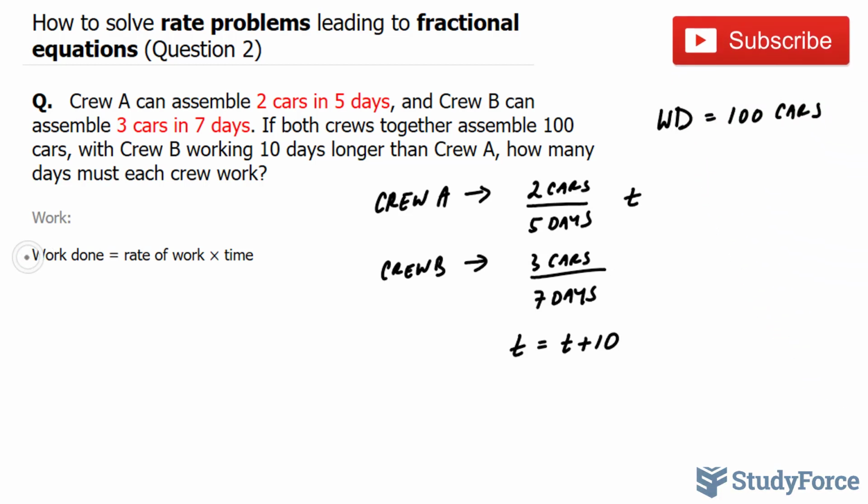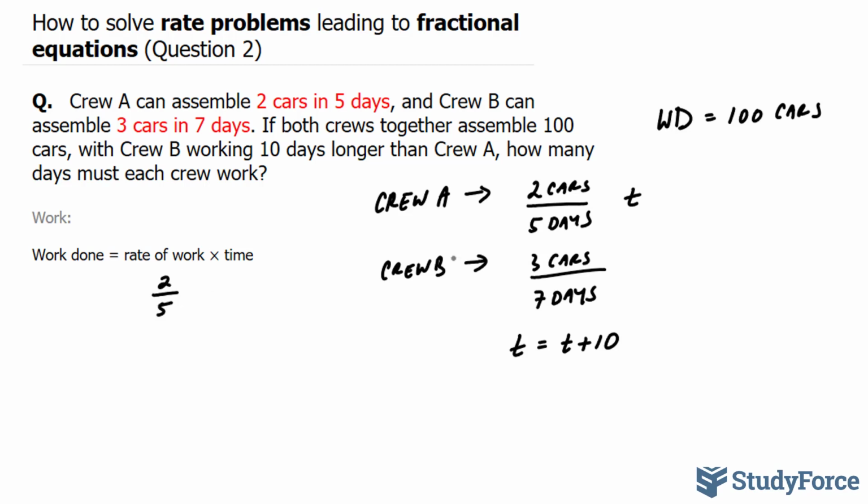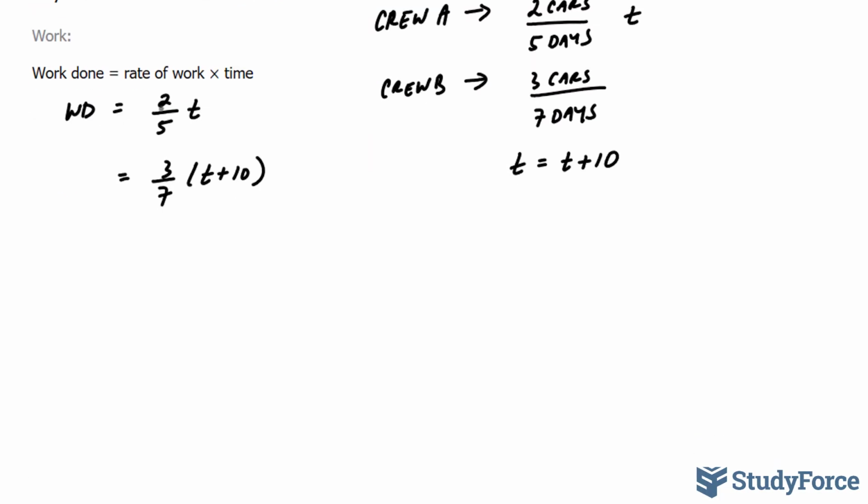To do this, we'll need to follow this formula here, where work done is equal to the rate of work times the time. In terms of Crew A, the rate of work done is 2 over 5, and the time is T. And for Crew B, we have 3 over 7, and the time for them is T plus 10. And together, they will produce 100 cars. So to model this algebraically, we'll take the work done for Crew A and the work done for Crew B, add them up, and it should equal 100.